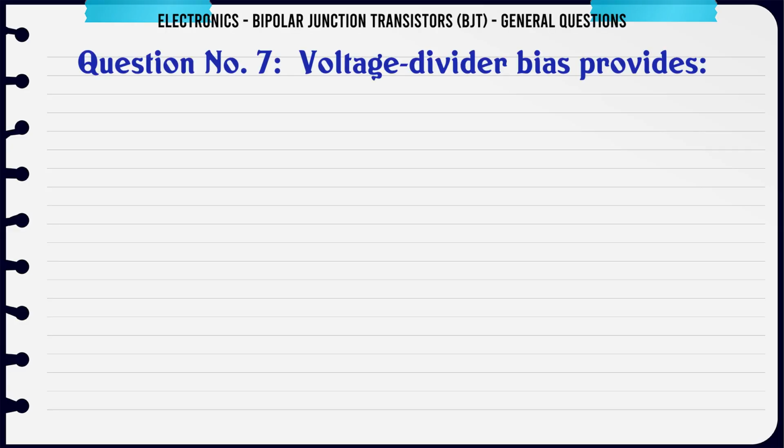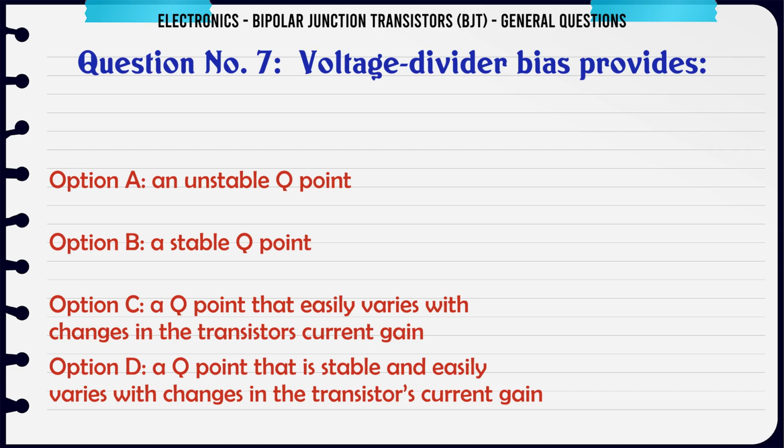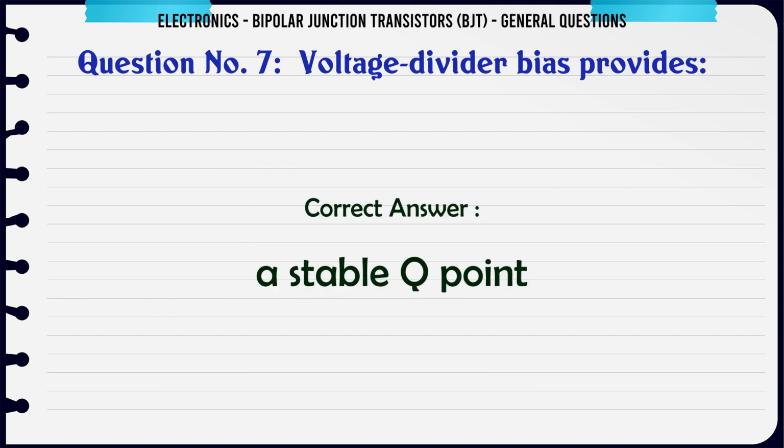Voltage divider bias provides A. an unstable Q point, B. a stable Q point, C. a Q point that easily varies with changes in the transistor's current gain, D. a Q point that is stable and easily varies with changes in the transistor's current gain. The correct answer is a stable Q point.